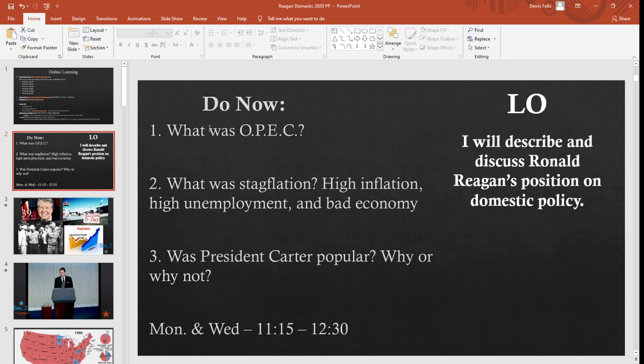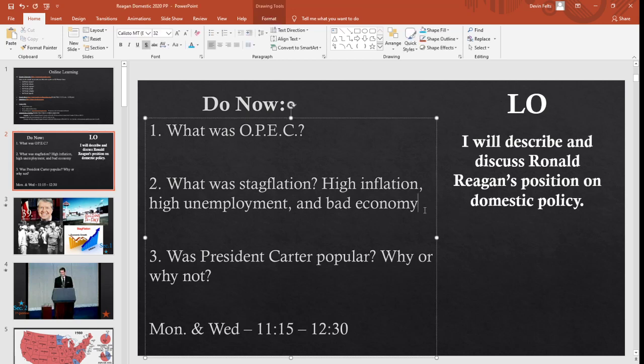What is stagflation? Well, you're lucky. I put the answer right there. So stagflation is high inflation, high unemployment, and a bad economy. Those are the staple effects of stagflation. And you can tell when you have stagflation when all three of these are happening in your country.